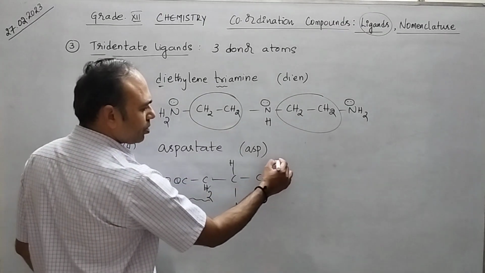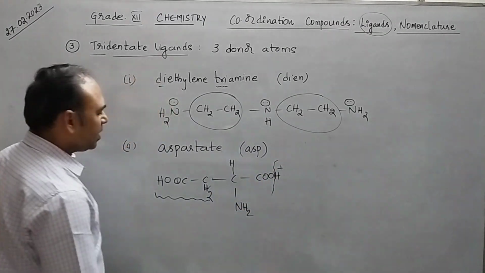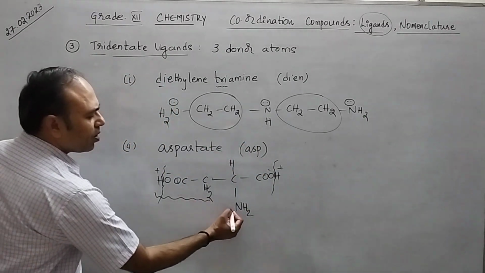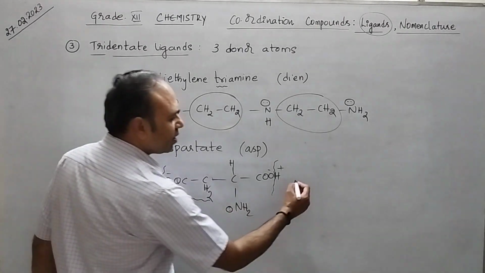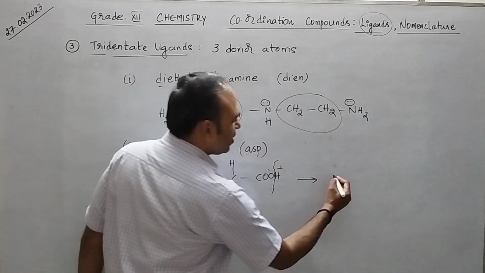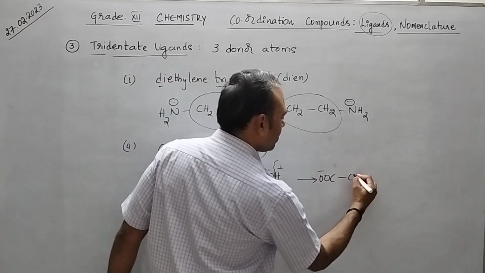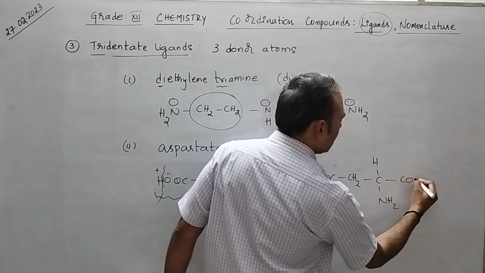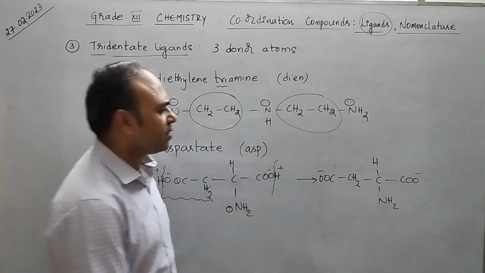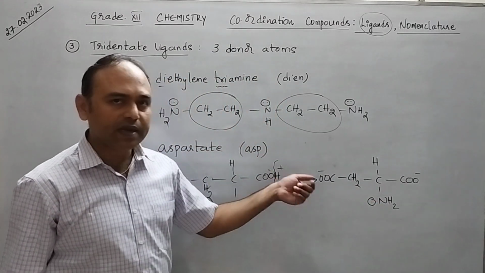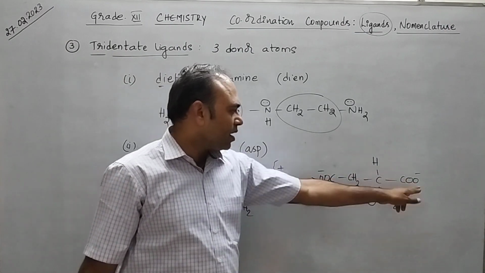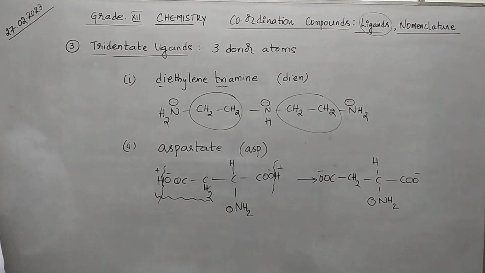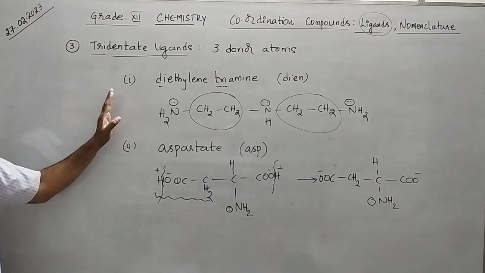Now if you remove H plus ions, what do you get here? This is minus, and here you have one lone pair. So this will get converted into the aspartate ion, that is nothing but COO minus, CH2, and here H as such, NH2 and COO minus. Hope you are able to understand this. So what are the 3 donor atoms? In the aspartate ion we have nitrogen, oxygen, and another oxygen. Hence we have 3 donor atoms. Hence we call this a tridentate ligand. Hope you have understood the examples and how to write the structure.